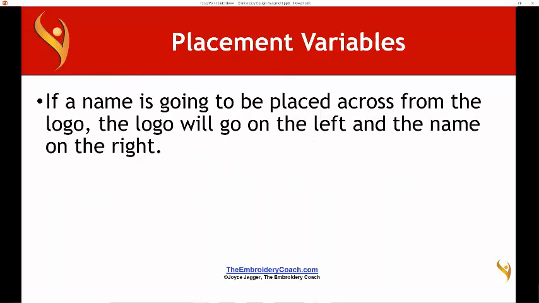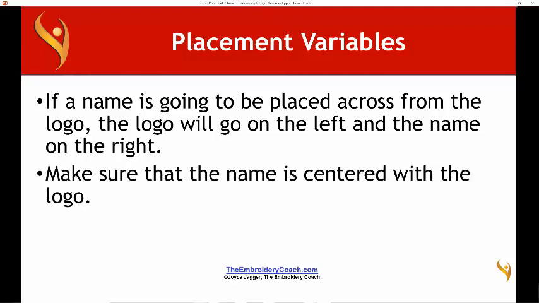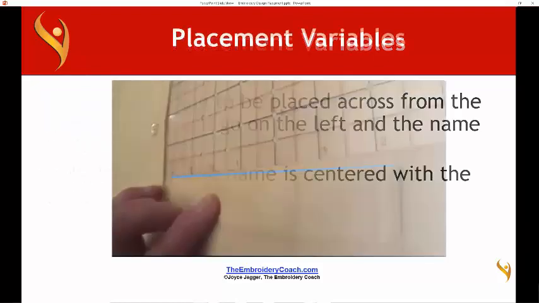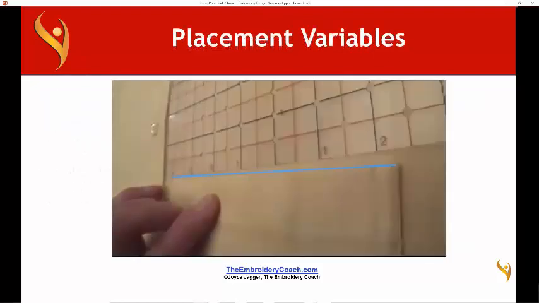If a name is going to be placed across from the logo, the logo will go on the left and the name on the right. And make sure that the name is centered with the logo. If there is an outside pocket, you must place the logo in line with the pocket, never in line with the placket of the shirt.